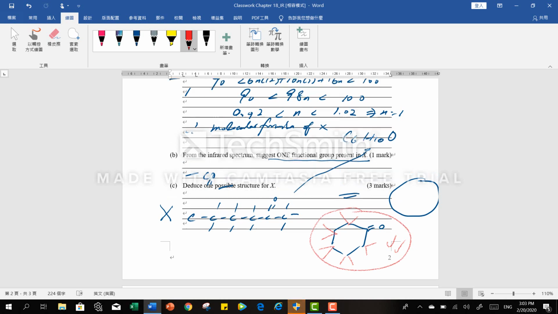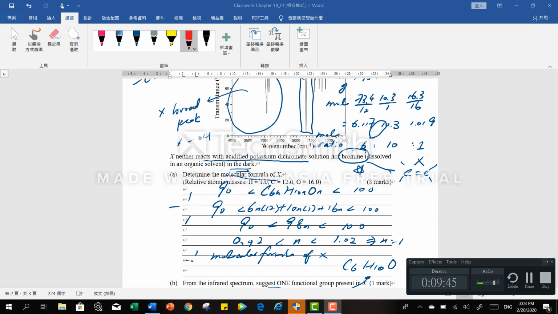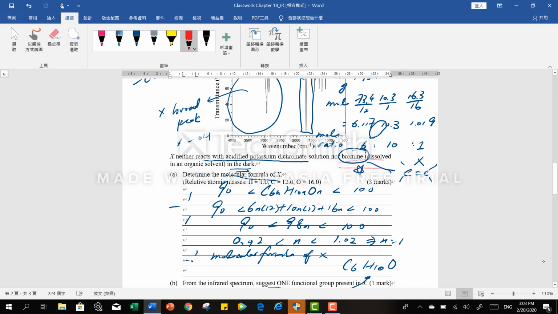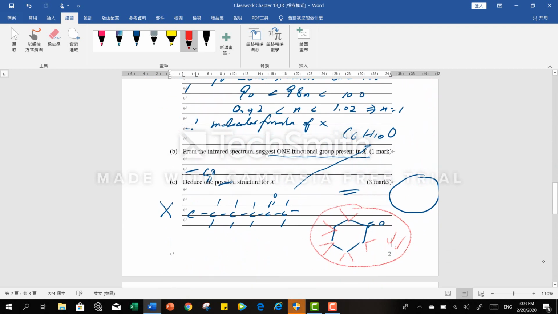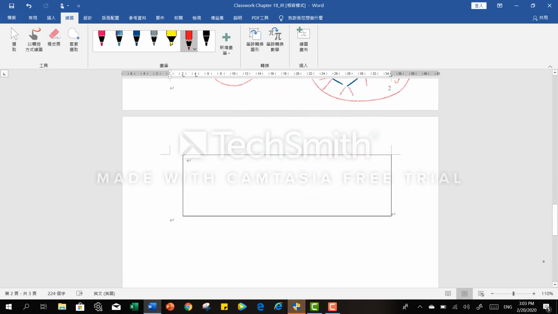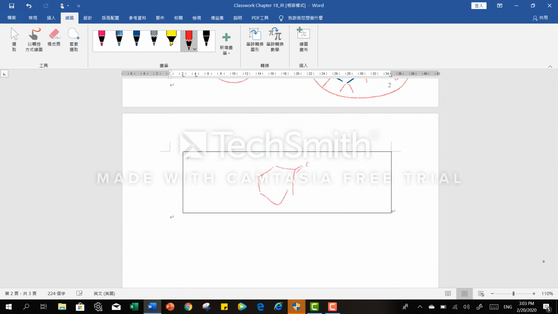Do you understand the logic? Because the question told you it doesn't react with bromine in the dark, which means it doesn't contain a carbon-carbon double bond. But if it doesn't have any carbon-carbon double bond, and if it is a straight chain, it will contain 12 hydrogen, which is impossible because the question told you it only contains 10 hydrogen, right? So the only way is this structure exists as a ring structure. So that is the answer, and it is called cyclohexanone. Okay? So that is the explanation for this one.